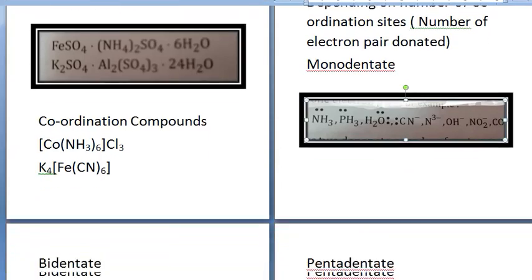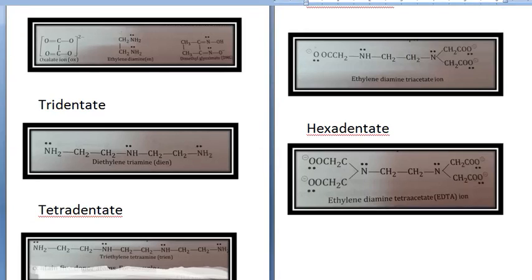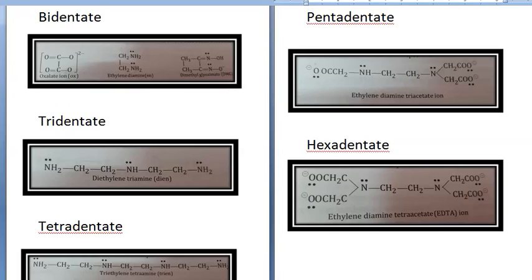Second category is bidentate. Bi means two. Here the ligands donate two electron pairs through two donor atoms, and they form two coordinate bonds with the central metal atom or ion. Example, see here, oxalate ion, C=O, O-, C=O, O-, 2 minus. This is oxalate.